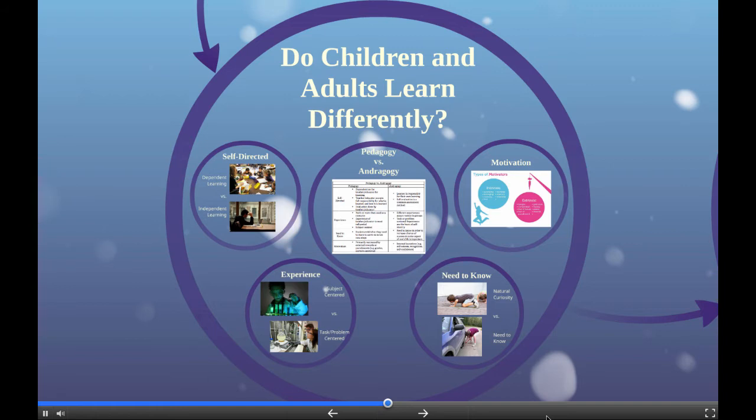While the Greek term pedagogy typically referred to the teaching of children, Malcolm Knowles, a leader in the study of adult education, was first to popularize the term andragogy, which referred to the theory and practice of adult learning. Based on 4 main assumptions, Knowles suggested adult learners differ from child learners in various ways.